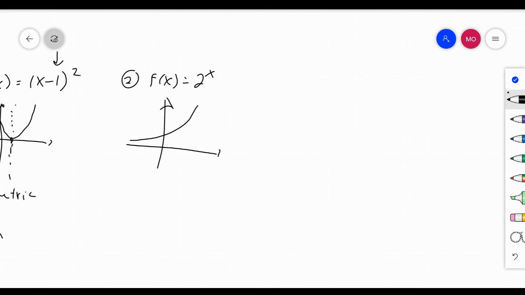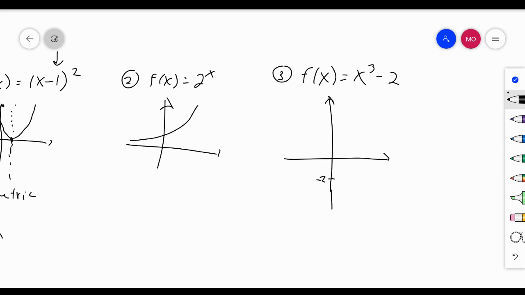So let's see another example of something that is symmetric but not odd or even. So x cubed minus 2. This is the cubic function that I drew in the other example, but it's going to be moved down by 2 units. So it's going to look like that. Again, this is symmetric. It looks like there's some axis of symmetry maybe somewhere, but it's not odd and it's not even.